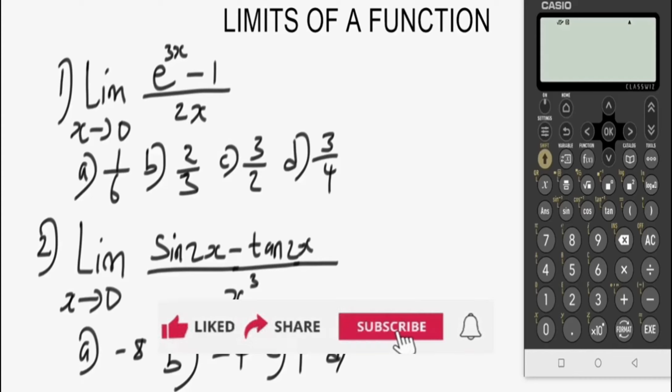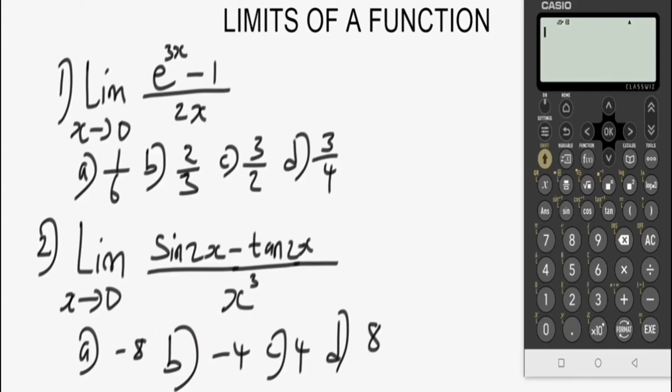So now let's solve this question 2 that involves trig identity. The value of x is still tending to 0, so there's no need to restate the calculator again.